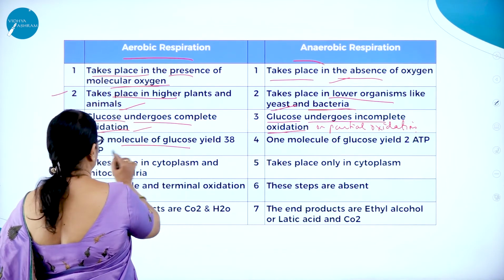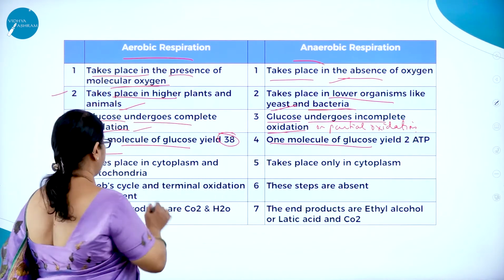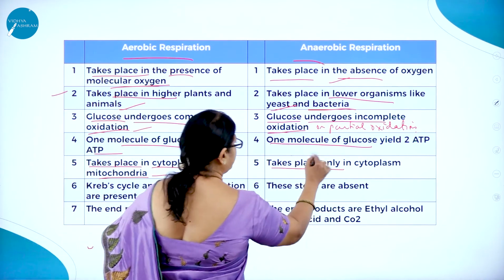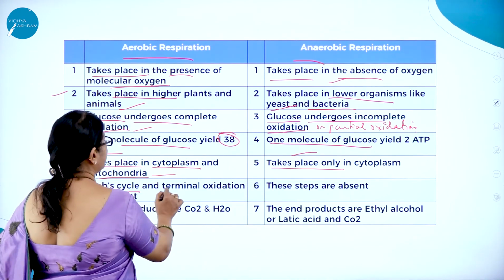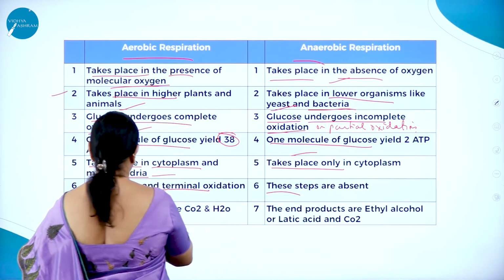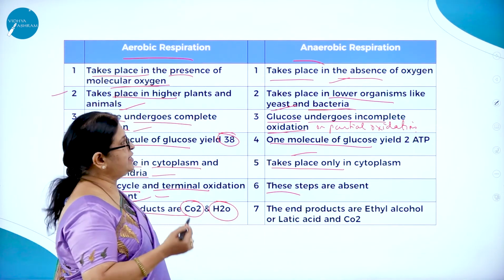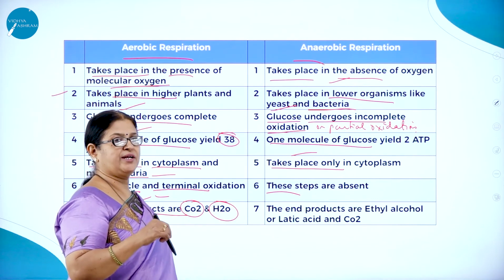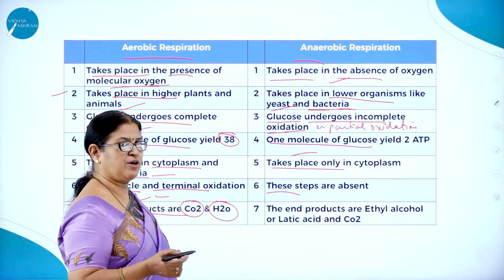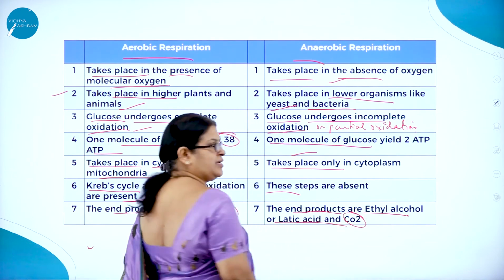One molecule of glucose yields 38 ATP molecules in aerobic respiration. In anaerobic respiration, one molecule of glucose yields 2 ATP molecules. Aerobic respiration takes place in cytoplasm and mitochondria. Here it takes place only in cytoplasm. Krebs cycle and terminal oxidation are present in aerobic respiration and these steps are absent here. The end products are carbon dioxide and water. In anaerobic respiration, if the end product is ethyl alcohol, we call it alcoholic fermentation, and if the end product is lactic acid, we call it lactic acid fermentation. So the end products are ethyl alcohol and lactic acid along with carbon dioxide.